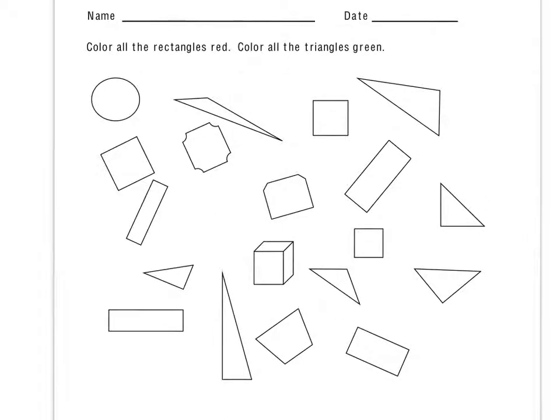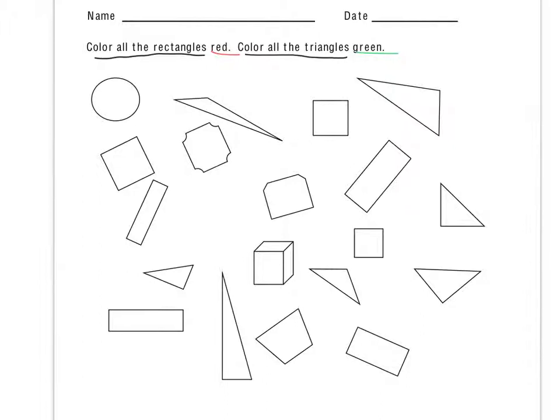This is Kindergarten, Module 2, Lesson 3 homework. Color all the rectangles red. Color all the triangles green. So let's first start with the rectangles. To classify a rectangle, we need straight sides, 4 of them, and then 4 corners.